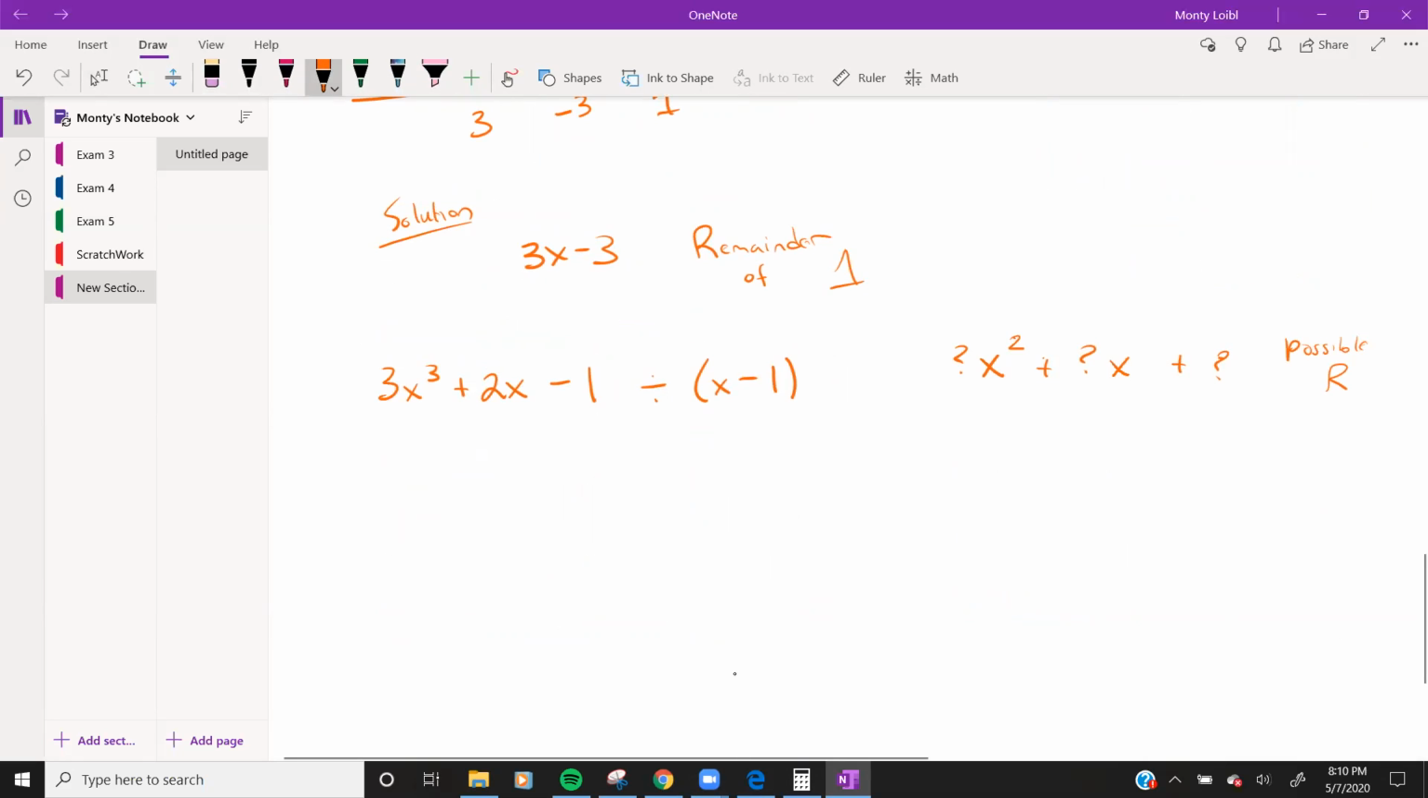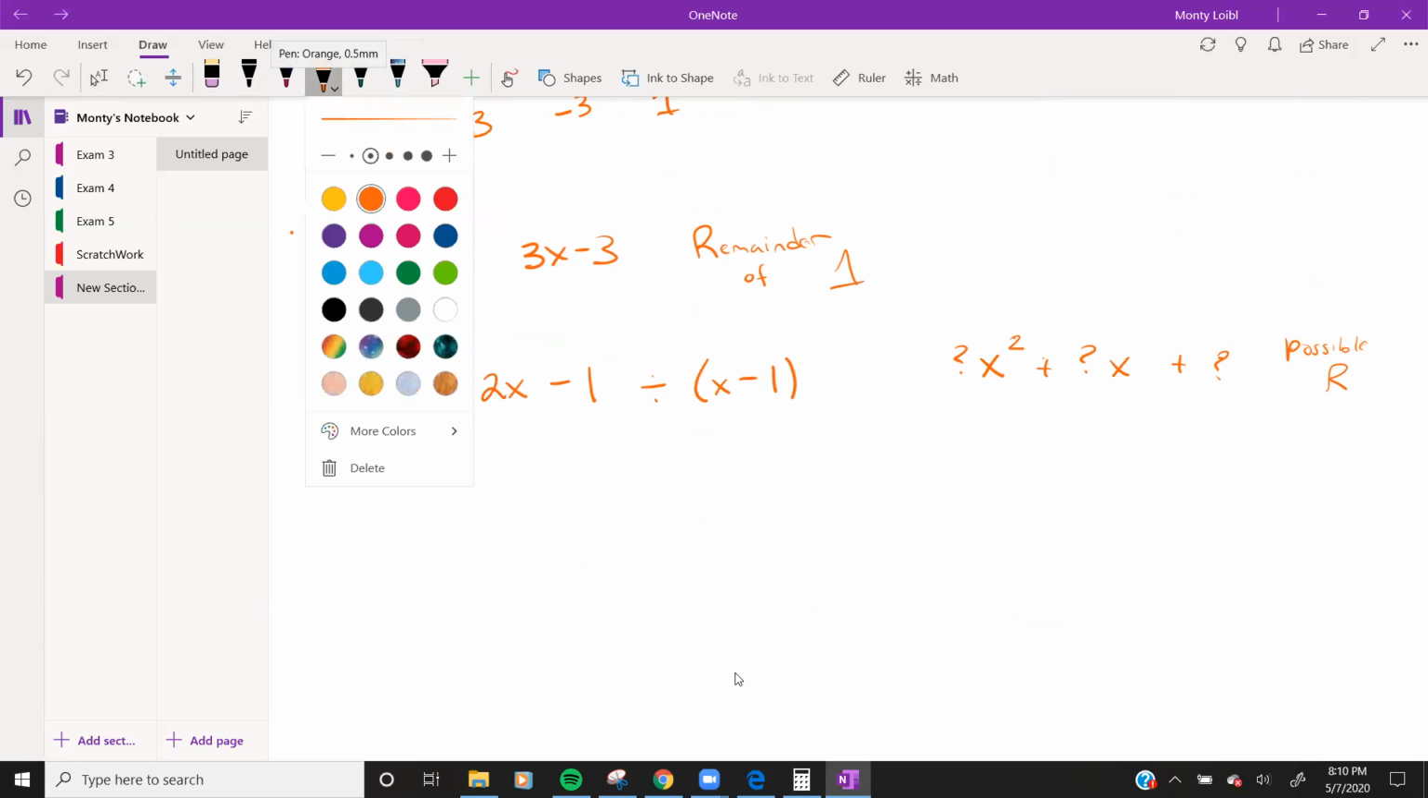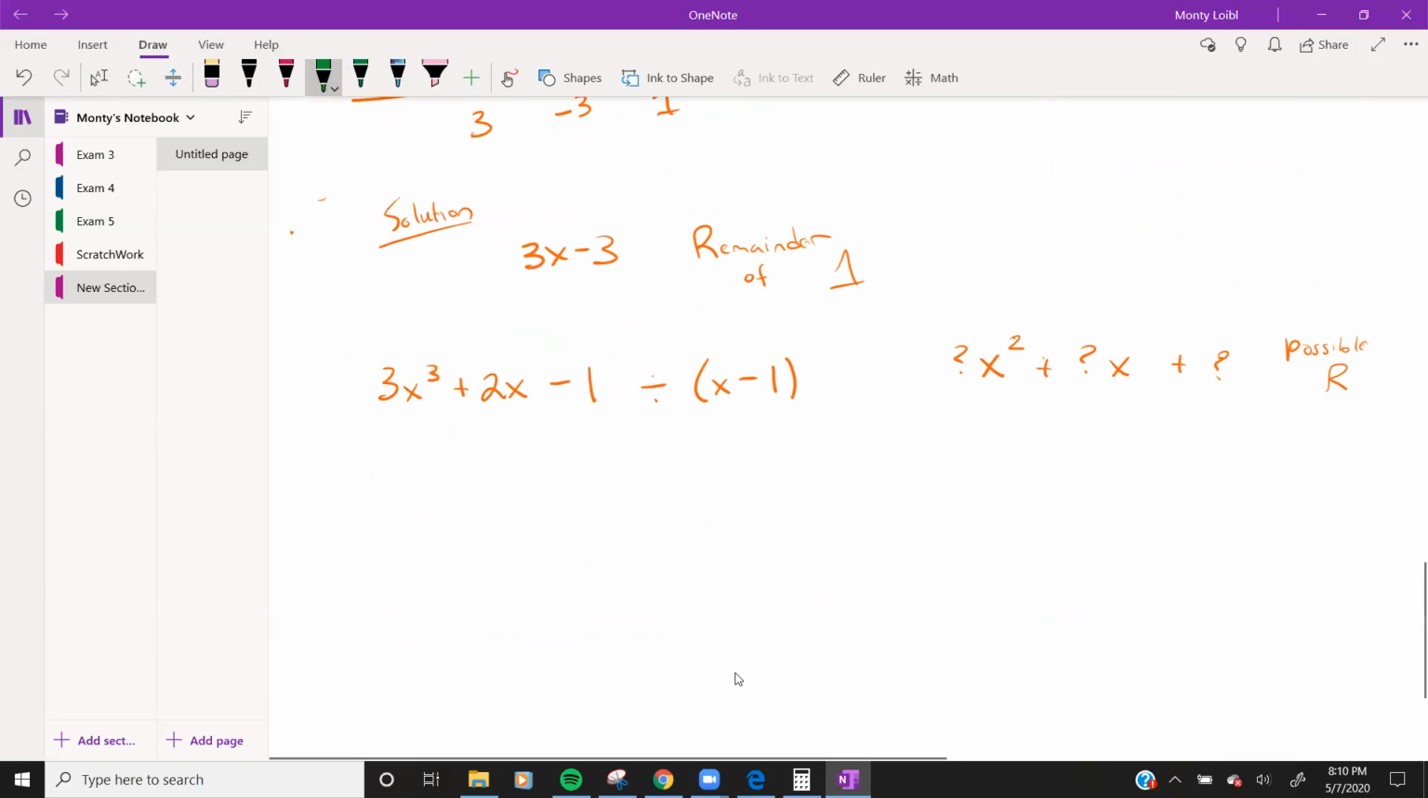So again, let me switch colors here. You need this stupid thing. I'm going to change colors. I don't know why it does what it does.